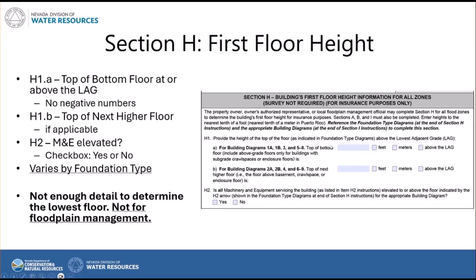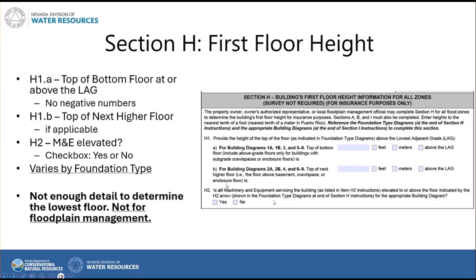They'll collect that top of the bottom floor and then the top of the next higher floor if there is one. Or if there's a basement building, they're only going to use H1B to describe the first floor above the ground level. The building diagram number will be captured in A, and that'll help the flood insurance rating individual use this information to figure out how to properly rate the building.